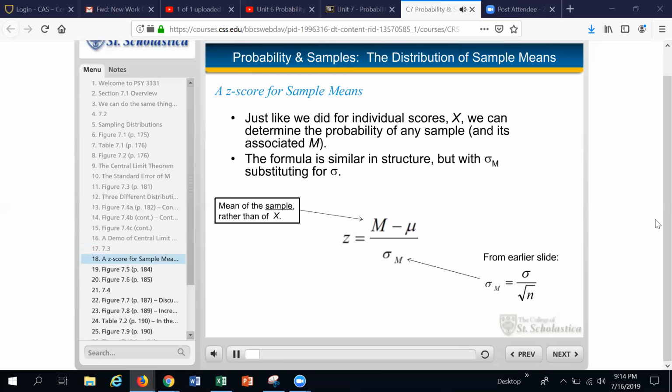As I said at the beginning of this lesson, much of what you learned about z-scores with regard to individual scores will apply in the current chapter. We'll now begin to do that.